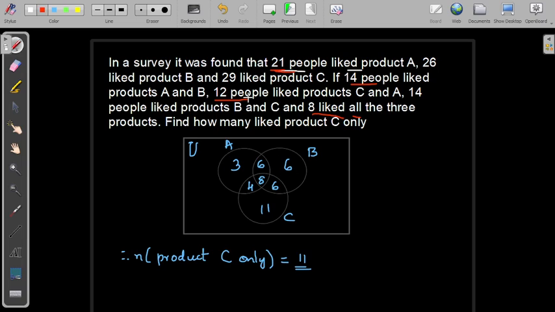Similarly, 29 liked product C. So 6 plus 4, 10. 10 plus 8, 18. So 29 liked. So 18 plus 11 gives you 29. So this is how to draw the Venn diagram.